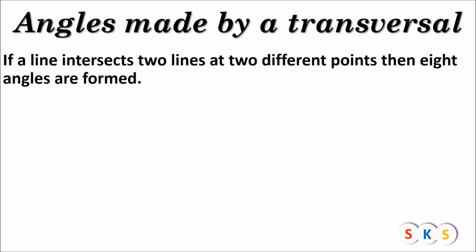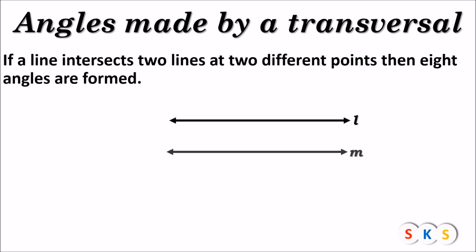Angles made by a transversal. If a line intersects two lines at two different points, then 8 angles are formed. Let's say an example, here we have line L and line M, and they are intersected by a line X.